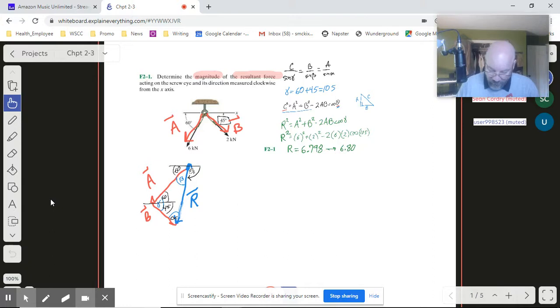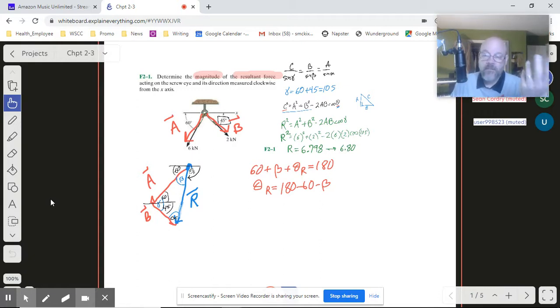So how are we going to find theta r? Well, one of the things we can realize right away is that if we take that 60-degree angle and add to it beta and theta r, it should be 180 degrees. And what that's going to do for us is say that theta r, the angle we're looking for, is really 180 minus 60 minus beta. So if we get beta, then we can get this thing.